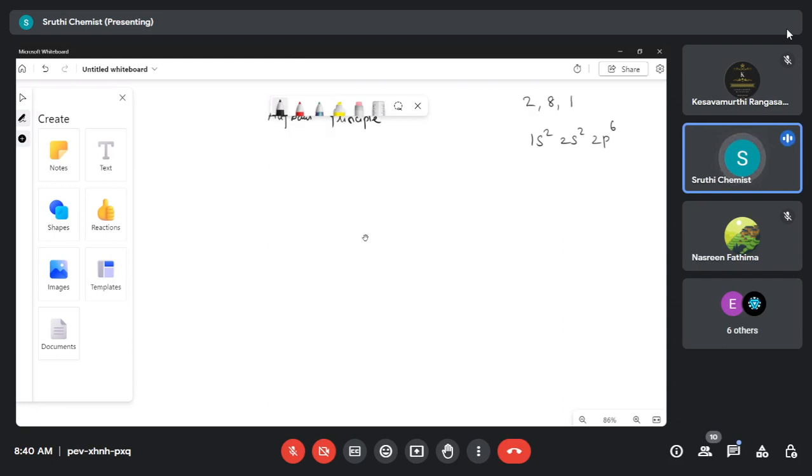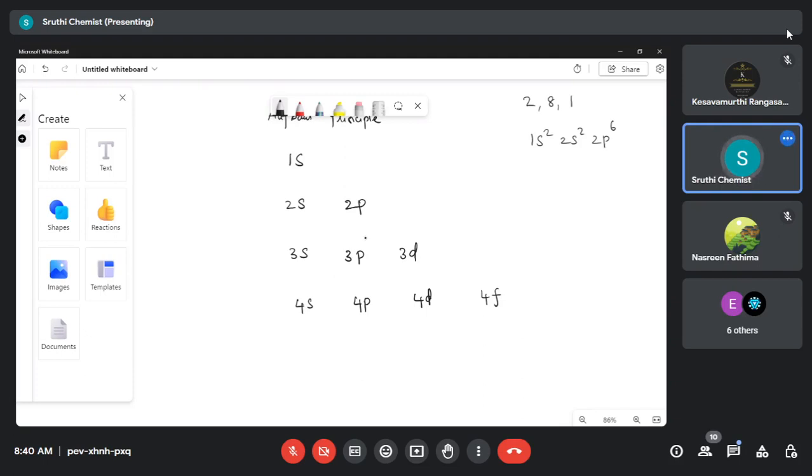A kind of snake diagram. Very simple. 1s2, then 2s2. The diagram should be exactly like this. Don't put the numbers. 1s, 2s, 2p, then 3s, 3p, next to 3p it is 3d, then 4s, 4p, 4d, and then 4f. Again, we have only till f.